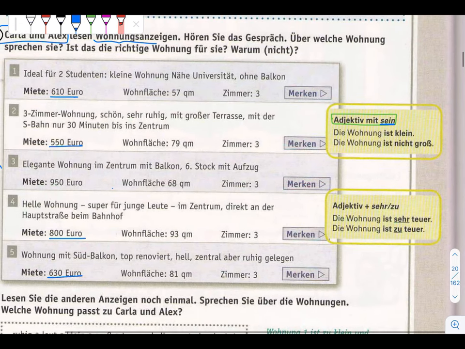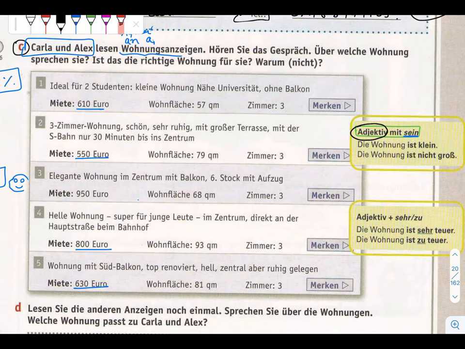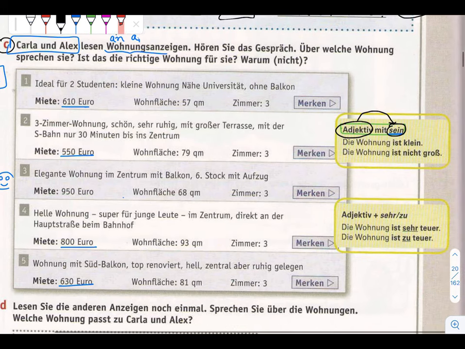What that meaning is, adjective mit sein. First, you already know adjective, which shows quality. Okay, this quality we are using with sein. Like bin, bist, ist, sind, seid, that we are going to use. So it is very easy.